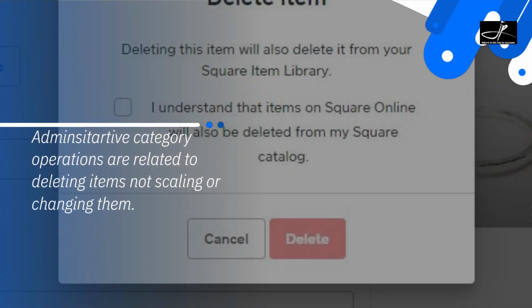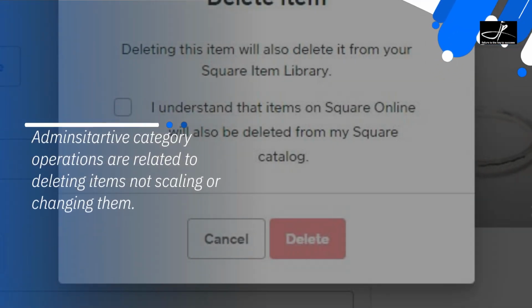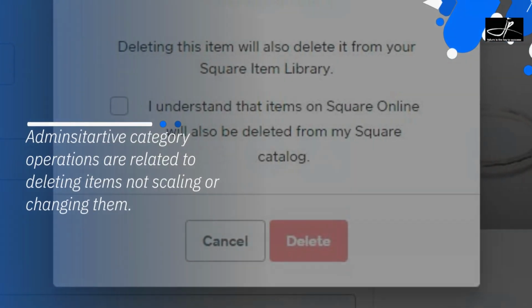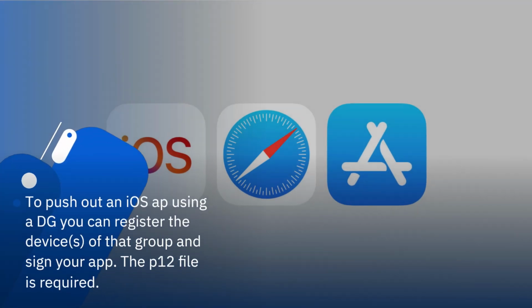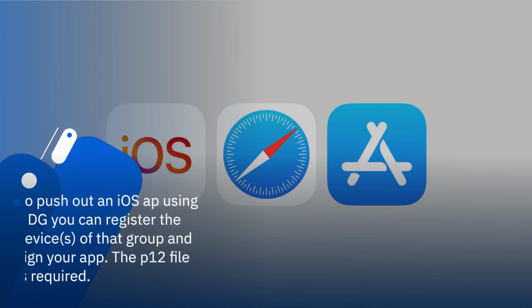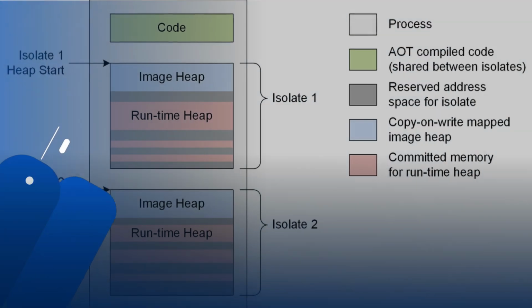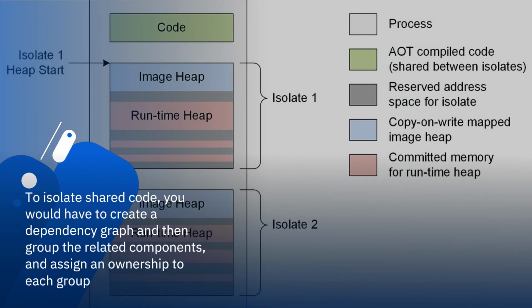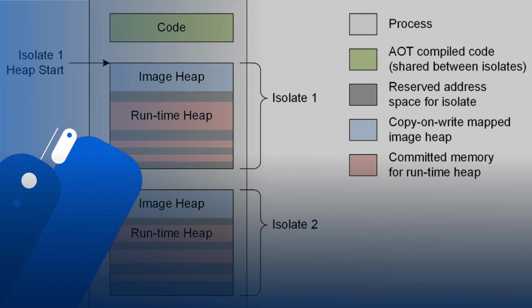Administrative category operations are related to deleting items, not scaling or changing them. To push out an iOS app using a DG, you can register the devices of that group and sign your app. The P12 file is required. To isolate shared code, you would have to create a dependency graph and then group the related components, and assign an ownership to each group.